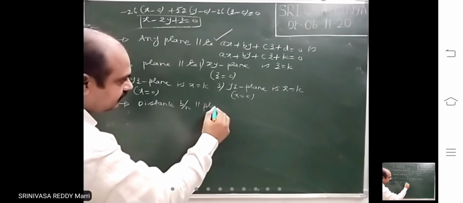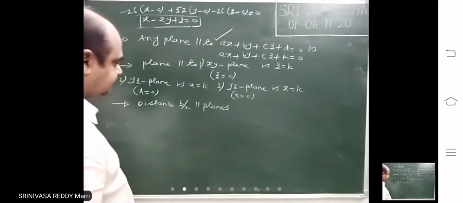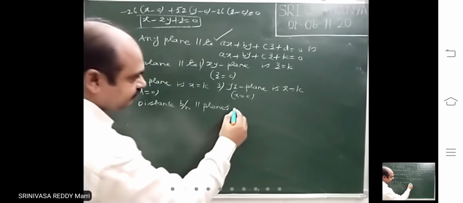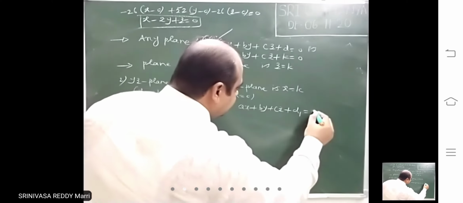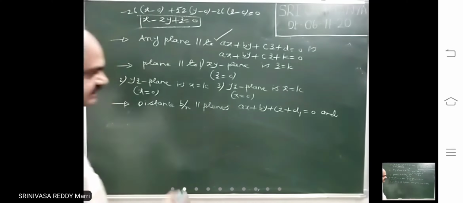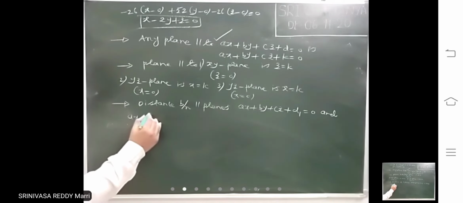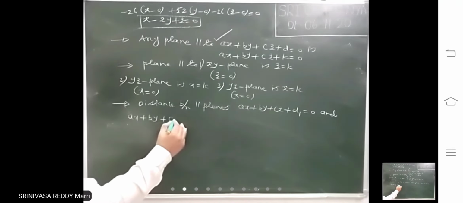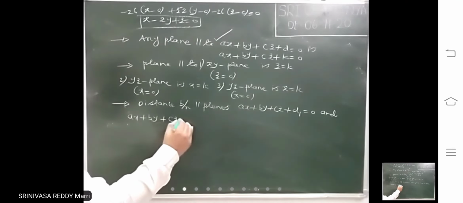Suppose two parallel planes are there. Let us say the first plane has D1 and the second plane has D2. It is the same formula as in straight lines. Modulus of D1 minus D2 divided by root of A square plus B square. Just like in straight lines.